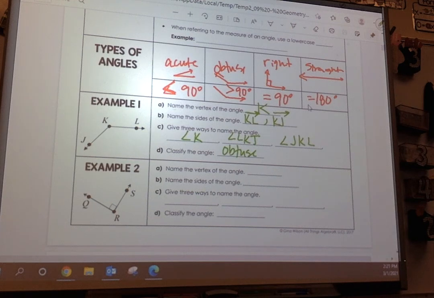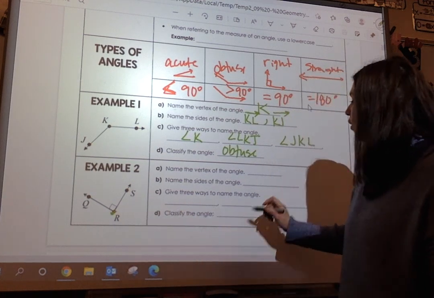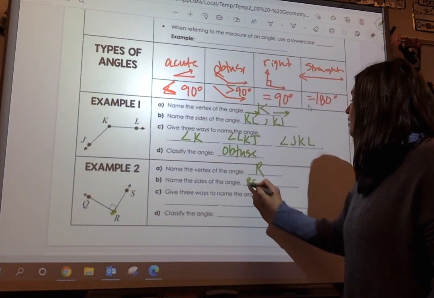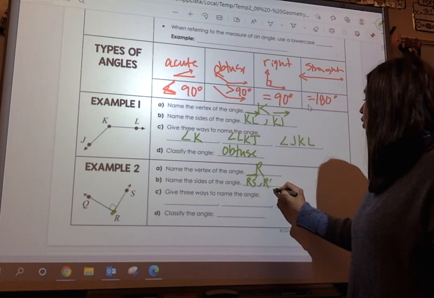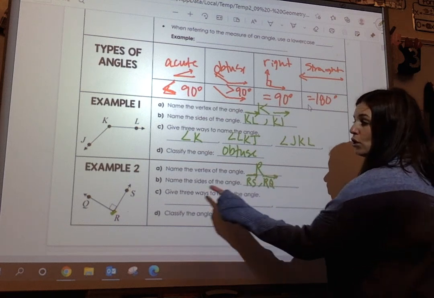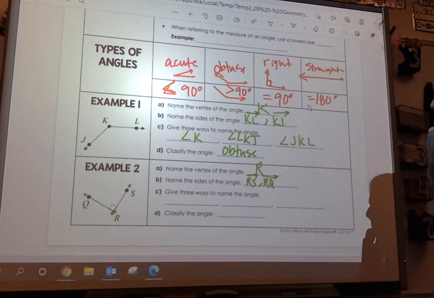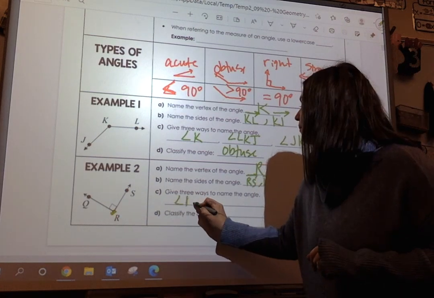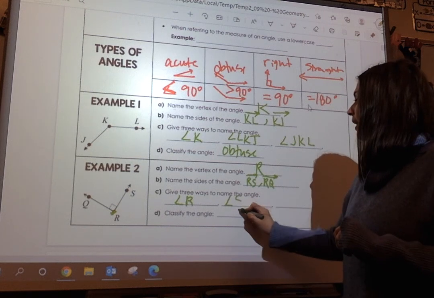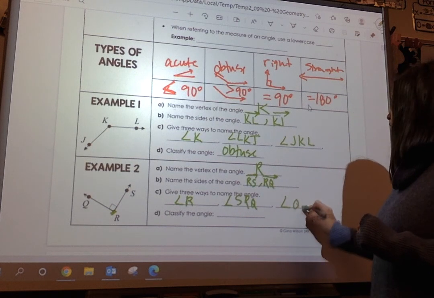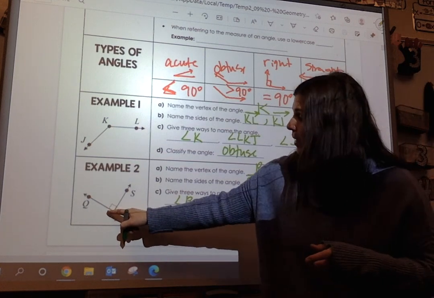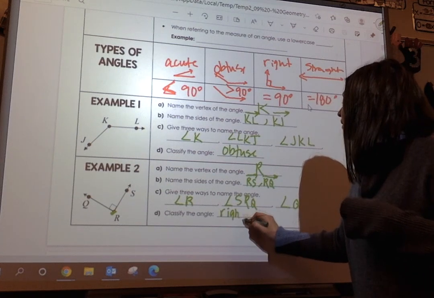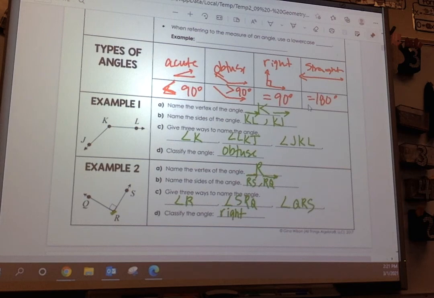Okay, let's look at number 2. The vertex is right here at R, uppercase R. The sides are the rays, so it would be RS, both uppercase, and then RQ, uppercase, and the arrow goes towards the Q, and the arrow goes towards the S. The three ways to name that angle is, of course, because it's the only angle, you can say angle R, the vertex, angle SRQ, and angle QRS. And if I classified this, because this marking here is telling me that it's a 90-degree angle, so it is a right angle, okay? All right.